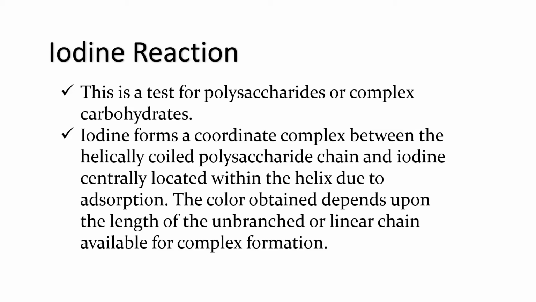So iodine forms a coordinate complex between the helically coiled polysaccharide chain and iodine centrally located within the helix due to adsorption. So because of this, the color obtained will actually depend upon the length of the unbranched or linear chain available for complex formation. So the color that will be produced will actually depend on the type of complex carbohydrate that is present.